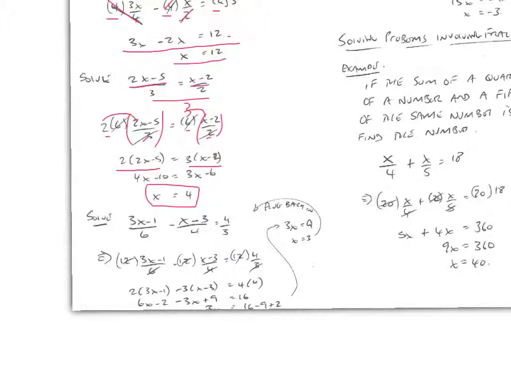Another example, 3x minus 1 over 6 minus x minus 3 over 4 equals 4 over 3. The lowest common multiple there is, what is it? It's 12. Multiply all of them by 12 and look to cancel. 3 goes into 12 4 times, 4 4s are 16. 4 goes into 12 3 times, so you get minus 3 times x minus 3. 6 goes in that twice, so you've got 2 times 3x minus 1, and so on. You work that through and you get x equals 3, and if you plug that back in here, it should all equate.